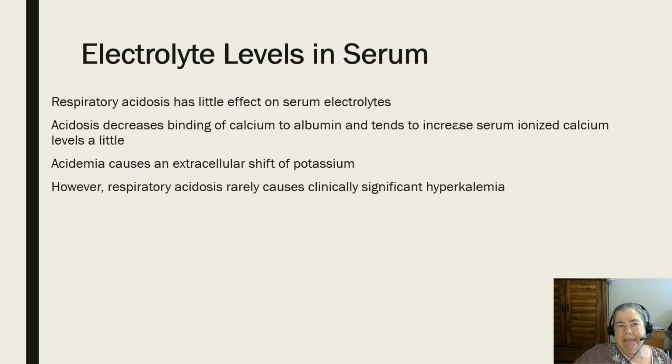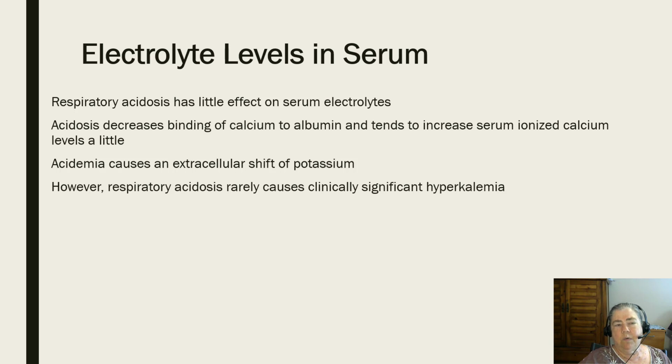Remember that in acidemia, acidosis, as hydrogen ions shift into the cells to be buffered intracellularly, potassium shifts out of the cells, but it's usually eliminated by the kidneys, so it doesn't cause clinically significant hyperkalemia. It may go up a little bit, but then if the kidneys are working normally, it will be eliminated to maintain homeostasis of that ion.